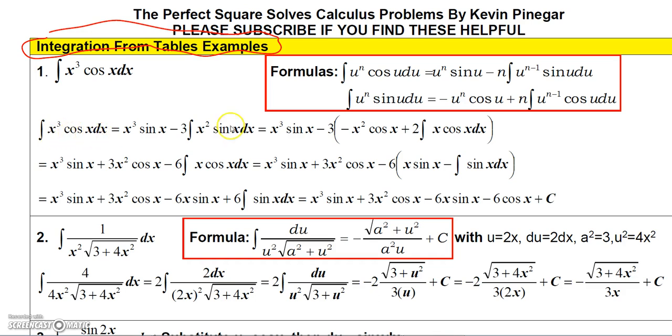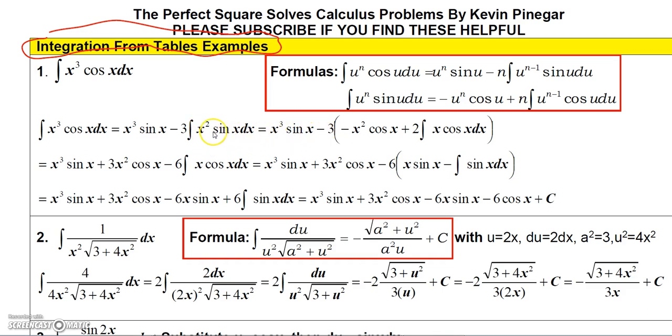So if I apply this formula up here, the first thing I'll apply is I'll have x to the n power, and since n is 3, then I'd have x cubed, and then I have times sine of u, which would be x, sine of x. And then minus n, which is 3, times the integral of x to the n minus 1. So if you subtract 1 from 3, you get 2, so it'd be x squared times sine x dx. Now, I know that I can write this as x cubed times sine x minus 3.